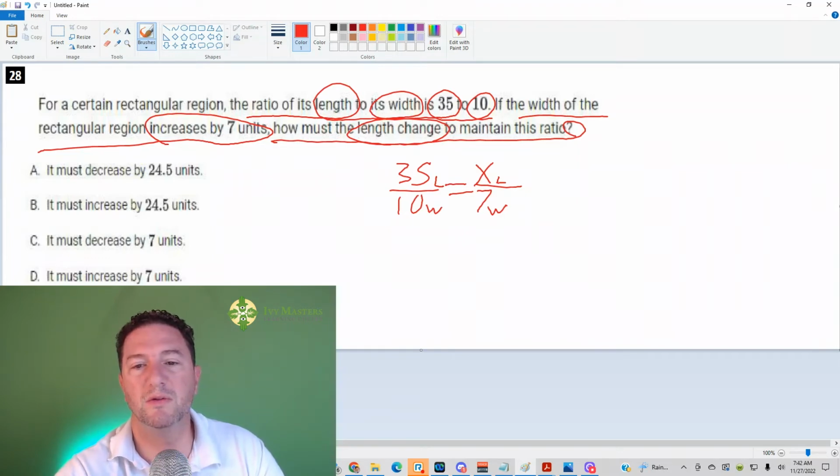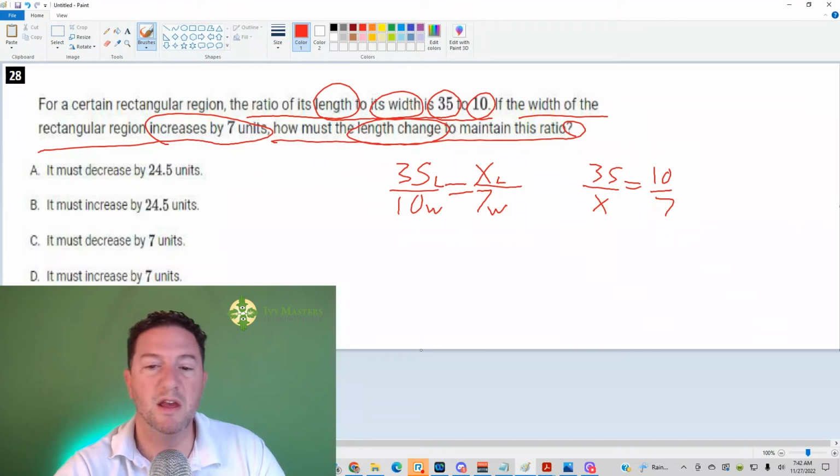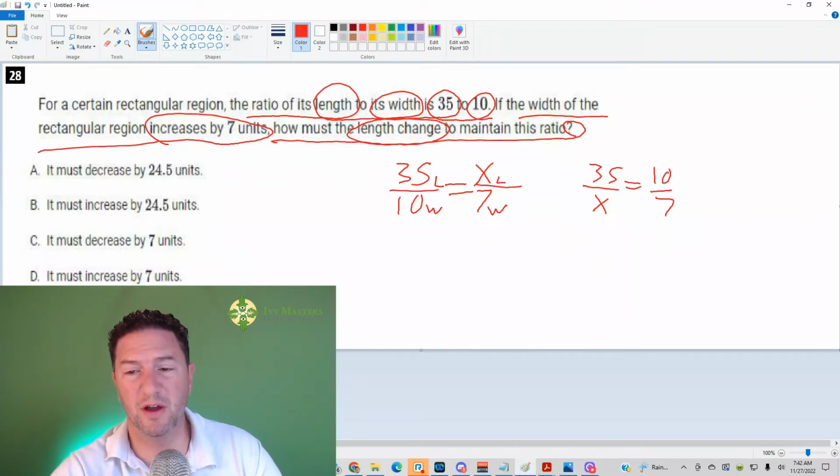What I could also do is 35 length is 10 width, and then it says the width increases by 7 units. So the width has to go under here, and the X has to go over here. Or you could flip that. You could have X over 35 equals 7 over 10. Notice any which way I set this up, when I cross multiply and set equal, I've got 10x equals 35 times 7. If I flipped them, you'd find the same thing.